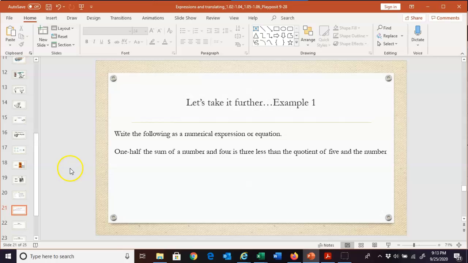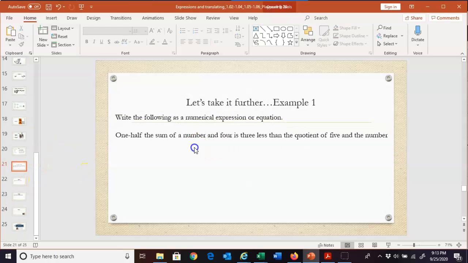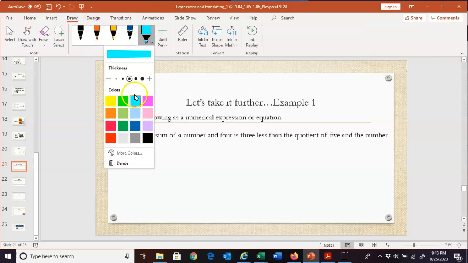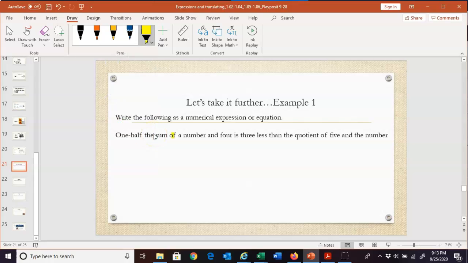All right, so let's take it a little bit further. We're going to have some just a little bit more challenging translating expressions. So this one, let's read it. 1/2 the sum of a number and 4. So I think we should kind of take it one step at a time. Let's do some highlighting. 1/2 the sum of a number and 4. Okay, here's that word is. So that's a good indicator for our equal sign, right?